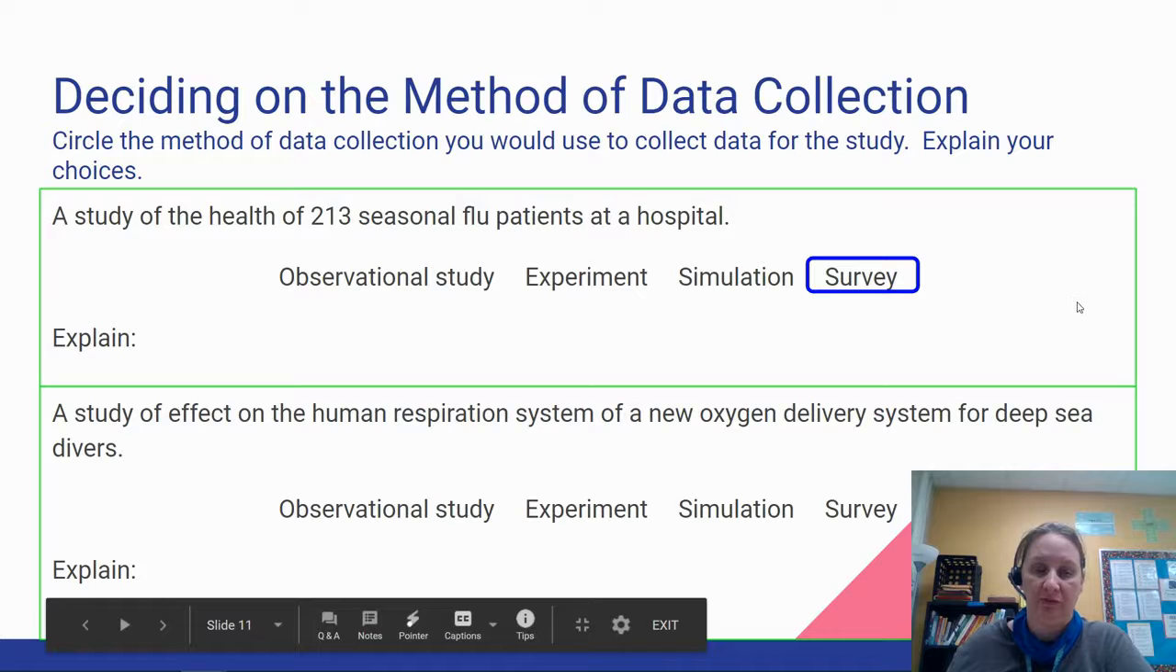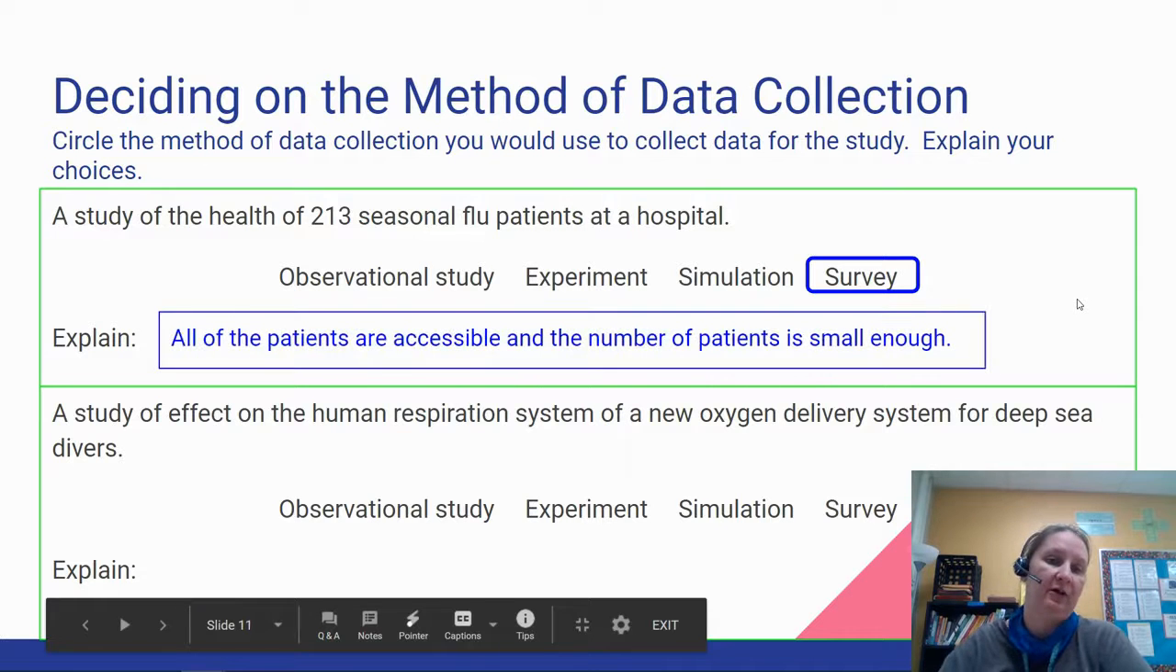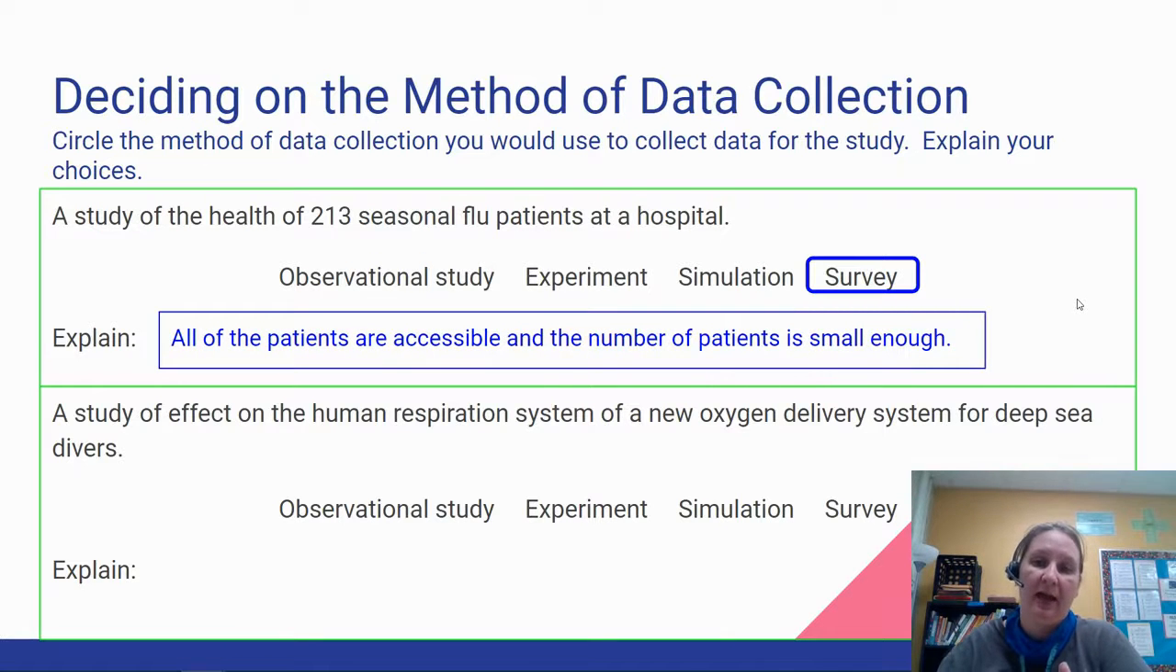If you chose survey, you'd be right. The reason for that is all of the patients are accessible and the number of patients is small enough. So 213 patients is not too many people to do a survey and get the information. And they're all at the hospital, so it would be easy to collect the information.